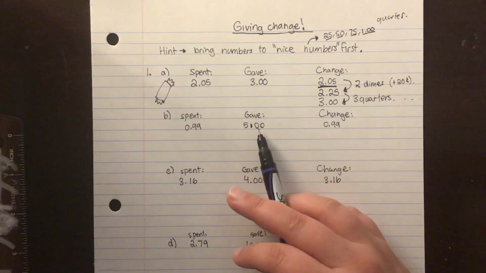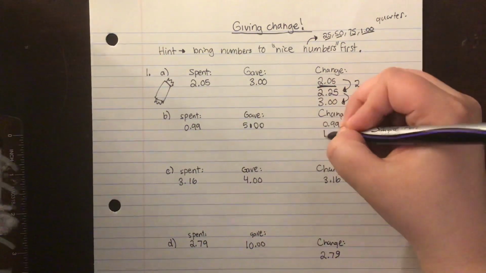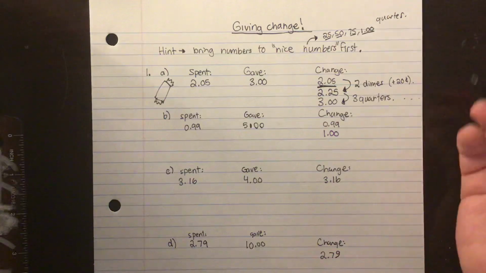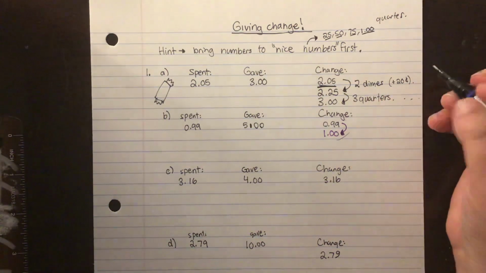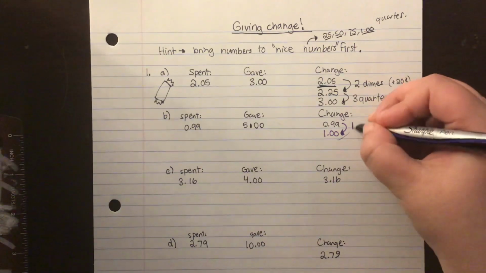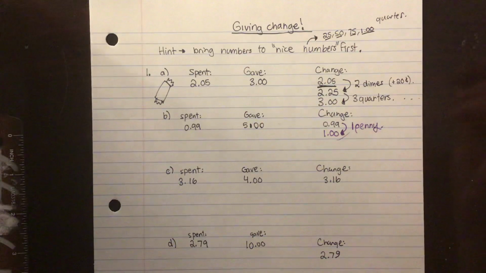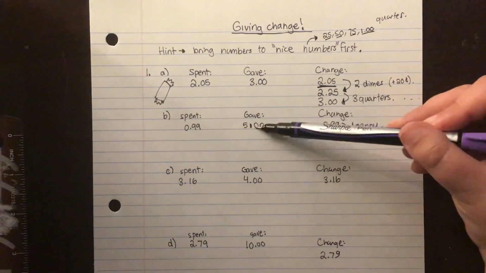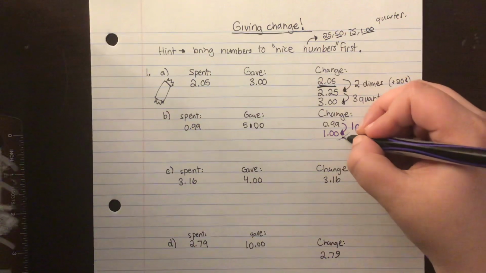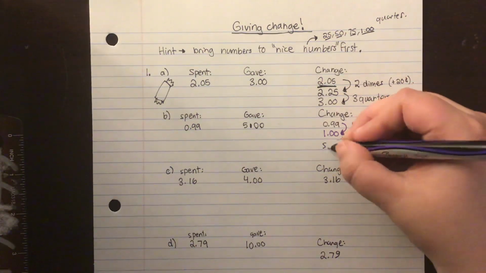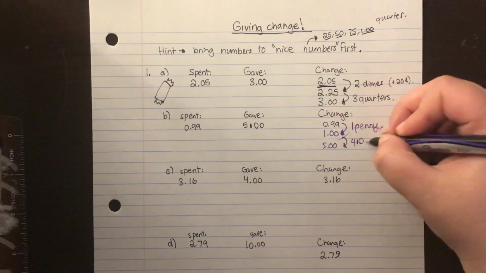So first, we want to round to a nice number. If we have 99 cents, we want to get that to $1, because $1 is a nice number. What did we have to add to get from 99 cents to $1? We had to add 1 penny. So a penny is part of our change. And then we still need to get to $5. So how many more dollars do I have to add on to get to $5? I have to add $4 more on.